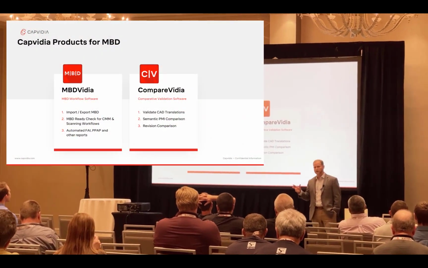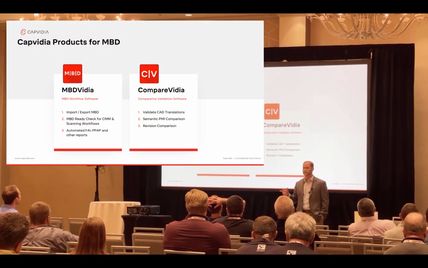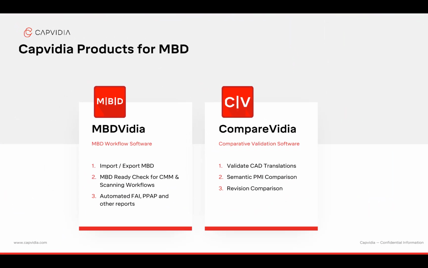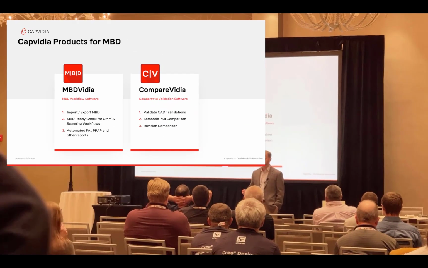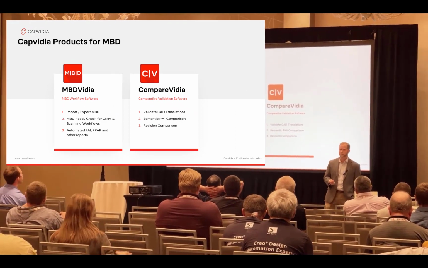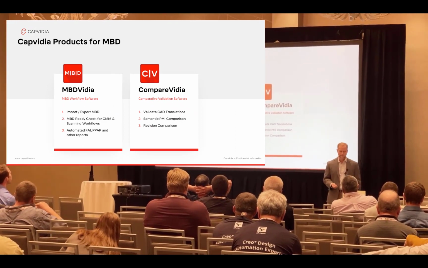We have a couple main product lines in our MBD space. First is our MBD Video software, which is mostly what I'm going to be talking about today, that suite of software tools. And then we have our Capvidia software, which is comparative validation software, where you load two CAD models to tell the differences between the geometry and the PMI. Useful for derivative model validation or revision control workflows. But I'm not going to be focusing on the Capvidia technology today. I'm really going to be talking about the MBD Video software.